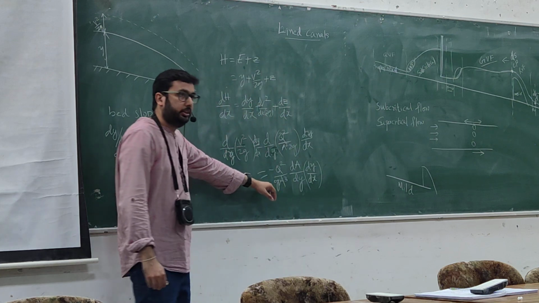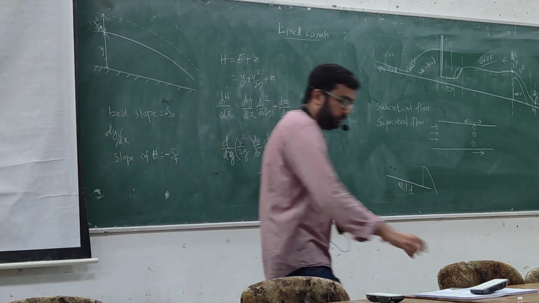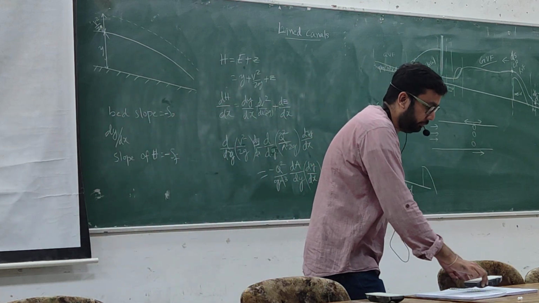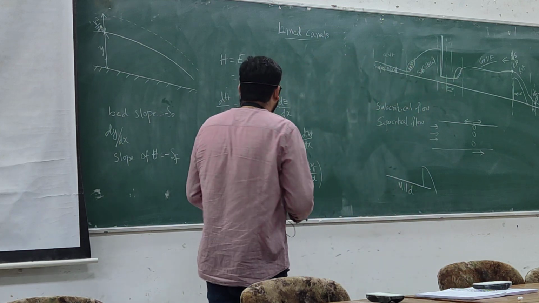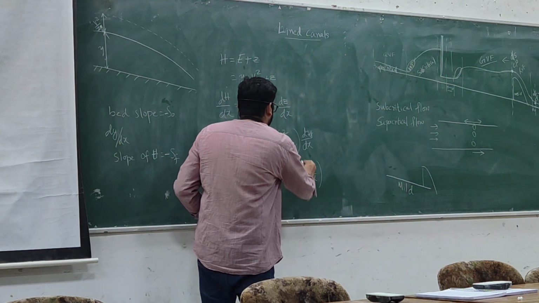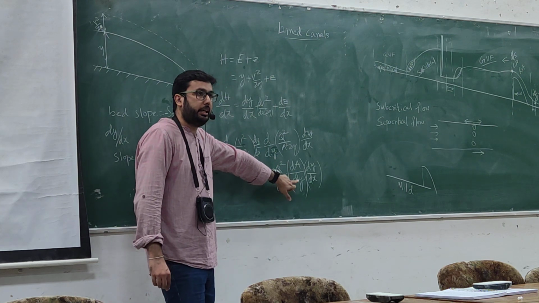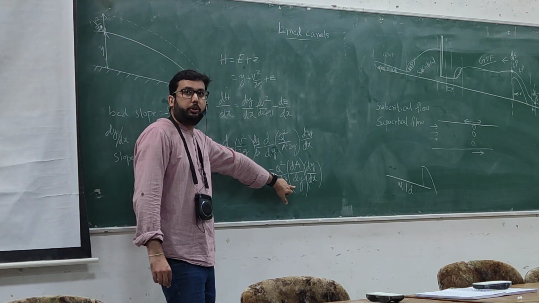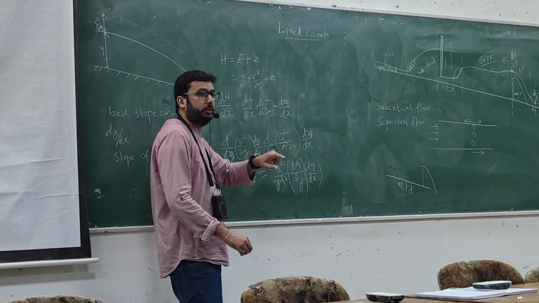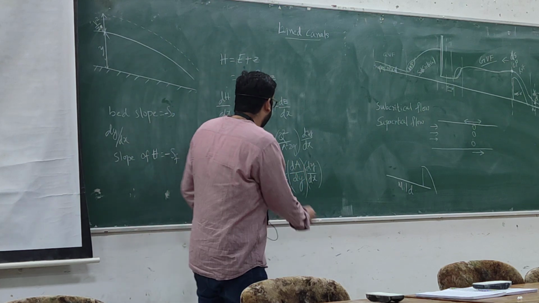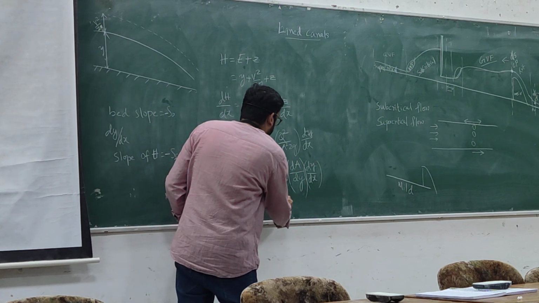And this is what you would get. Now dA by dy is the top width, so I am replacing this term, dA by dy, with the top width T.